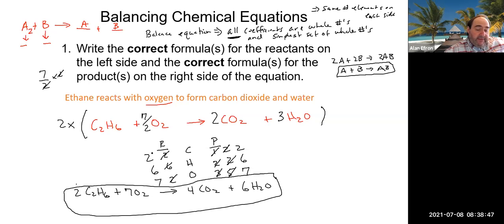So 2 times 2 is now 4 carbons on the left, 4 carbons on the right. So that's good. 2 times 6 is 12 hydrogens on the left. 6 times 2 is 12 hydrogens on the right. 7 times 2 is 14 oxygens on the left. I have 8 oxygens in the first guy here, the CO2, and 6 more. That's a lot of math this early, but 8 and 6 is still 14, I hope. And we are definitely balanced.